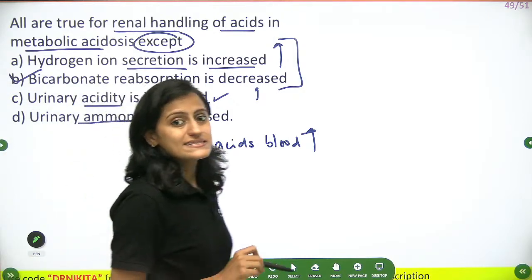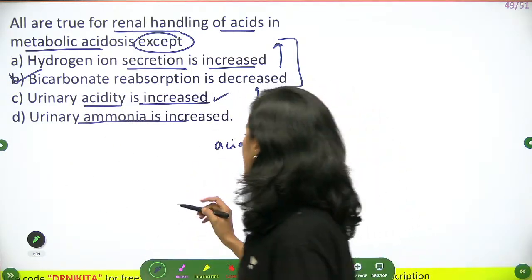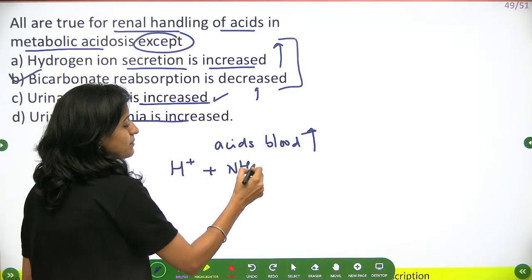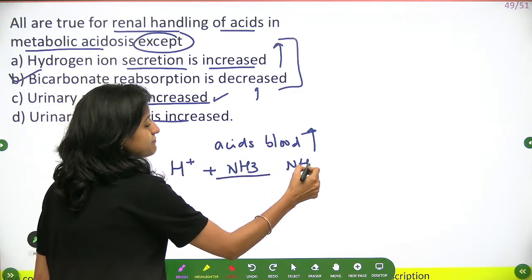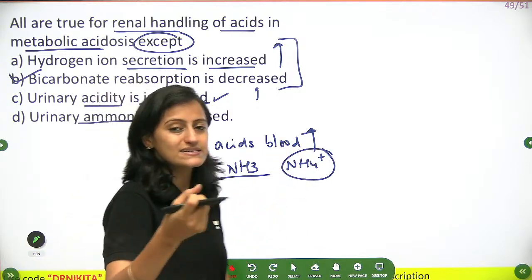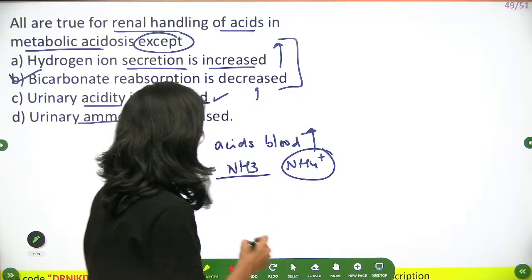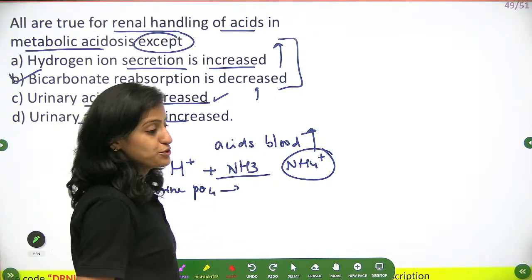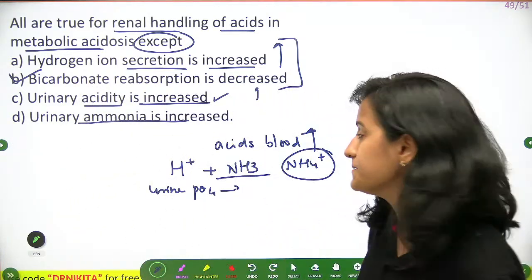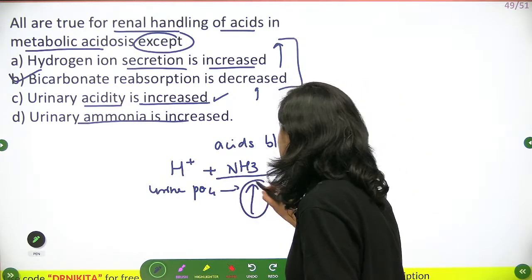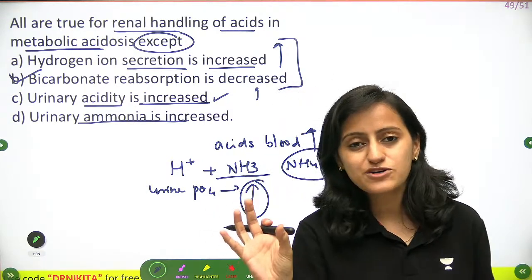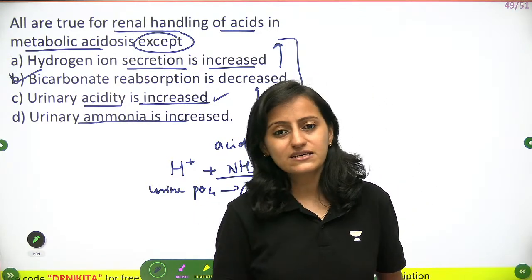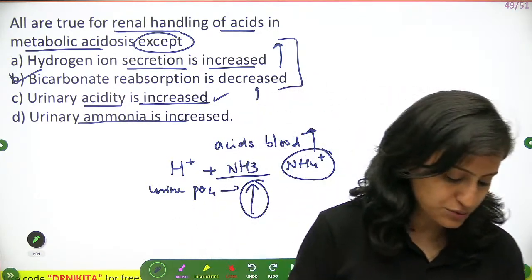Urinary ammonia is increased. Why? Because the acid which is going into the urine, the hydrogen, combines with ammonia in the urine to form ammonium so that it does not get reabsorbed again. What happens to your urine phosphate? Next time the question may be on urine phosphate. The urine phosphate also increases. Why? Because even that is your buffer for the excreted hydrogen. Right? So remember, phosphate increases, ammonia increases in the urine. Okay?